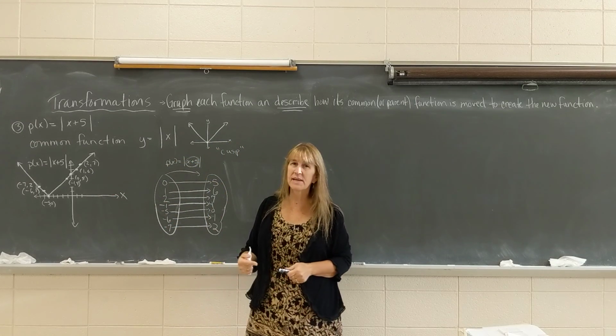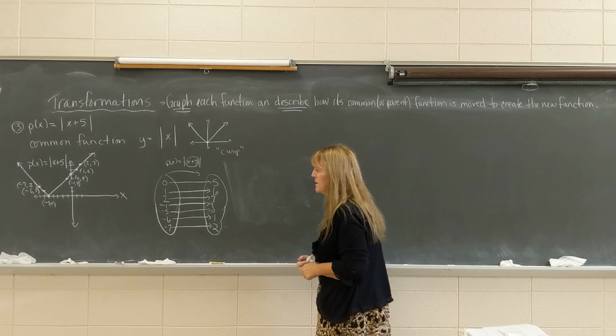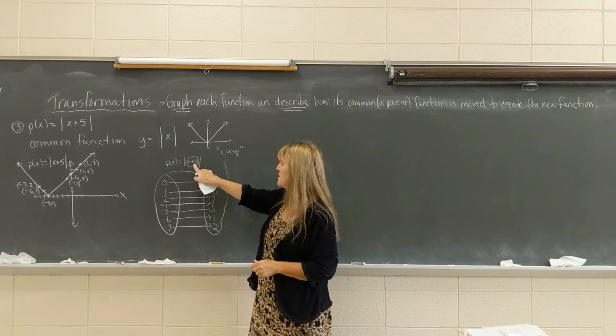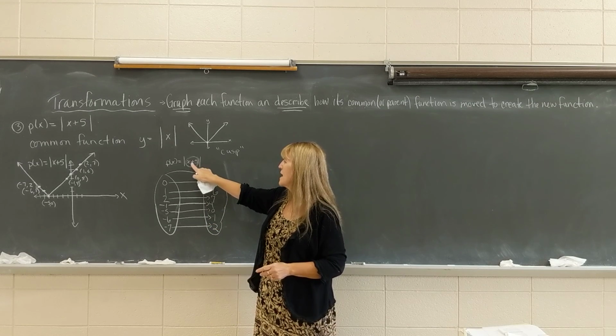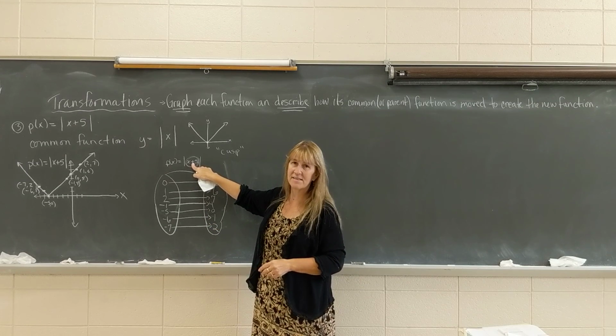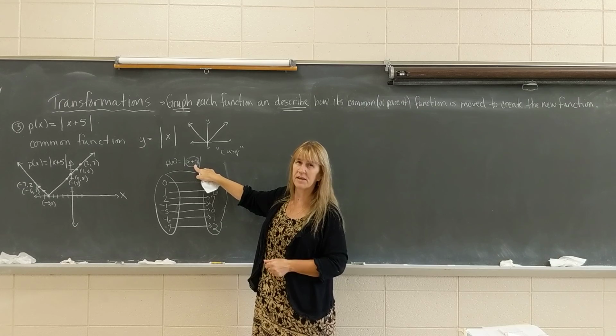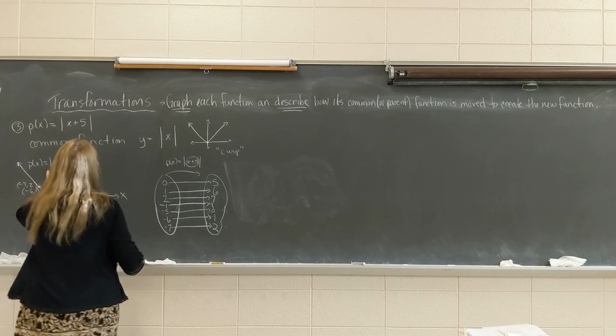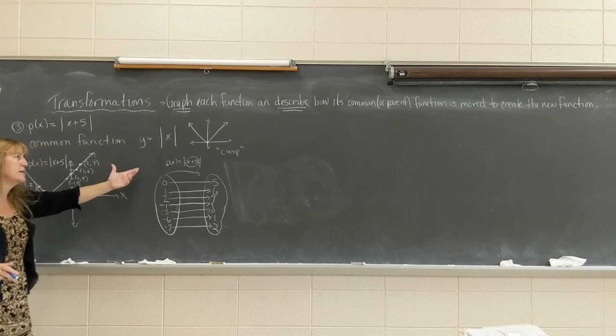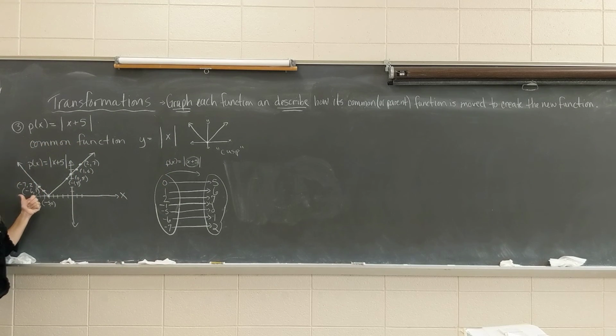And that's going to be the trickiest thing that's going to happen to us probably at all, is that when we see this plus 5 embedded inside the common function, we're going to have to counteract it and do the opposite of what you see. So an x plus 5 inside your absolute value takes the absolute value function and shifts it to the left 5 units. This is not a shift to the right 5 units. This is a shift to the left 5 units.